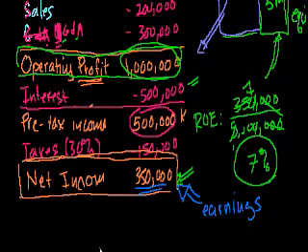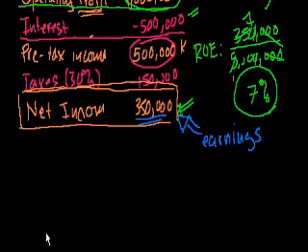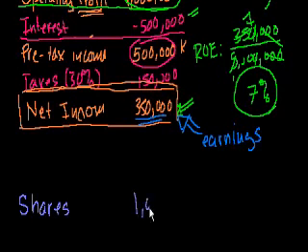Now, we talked in the first video when we started the series about how different companies have different numbers of shares. So let's just make up a number of shares for this company. Let's say this company has 1 million shares.